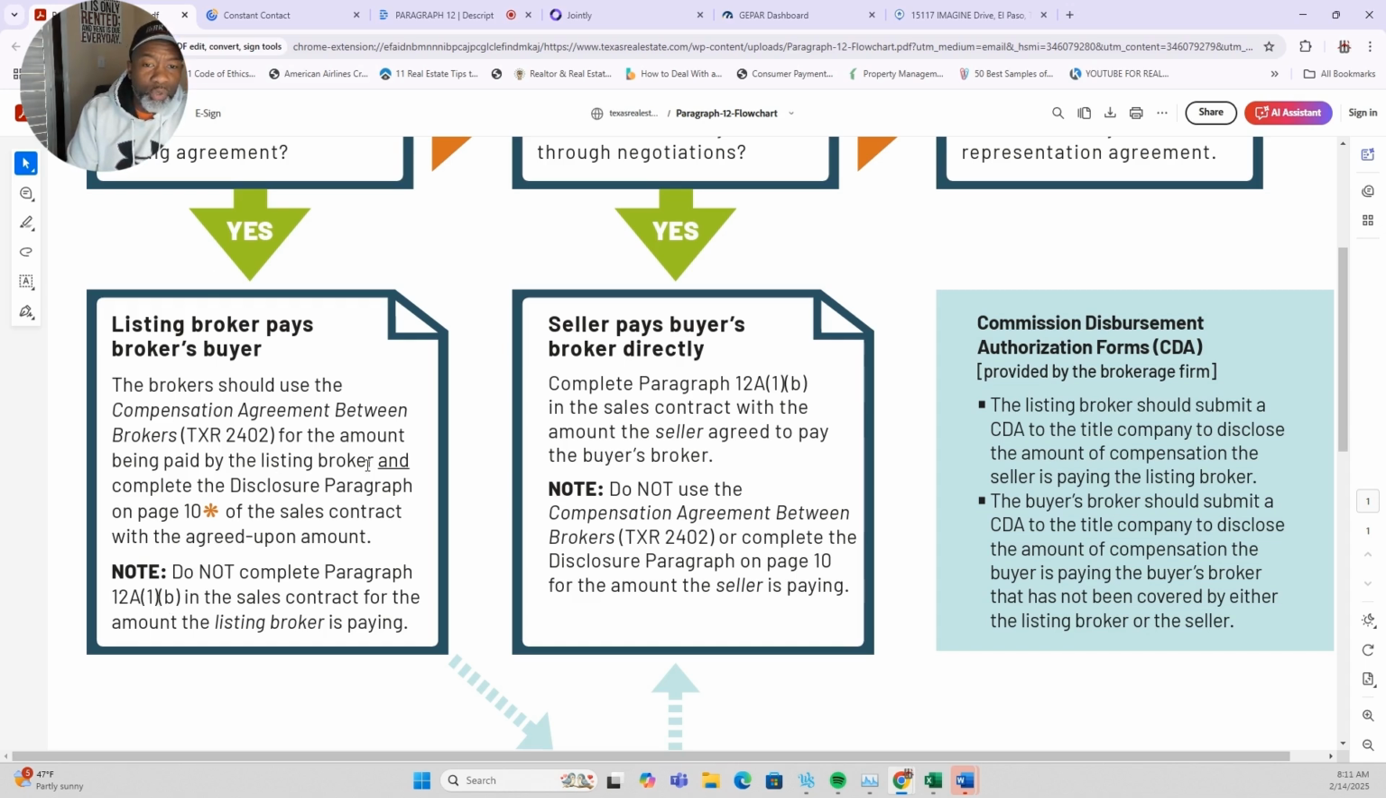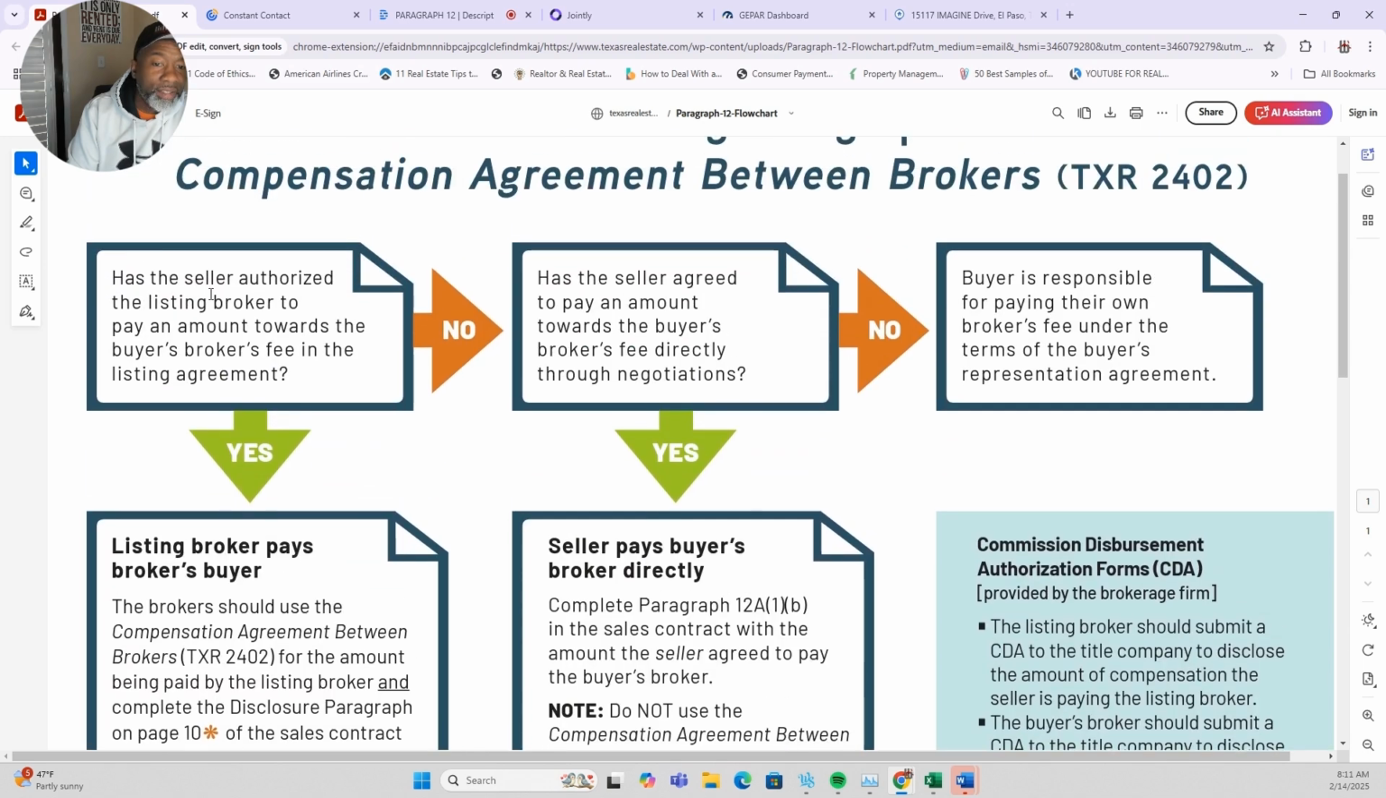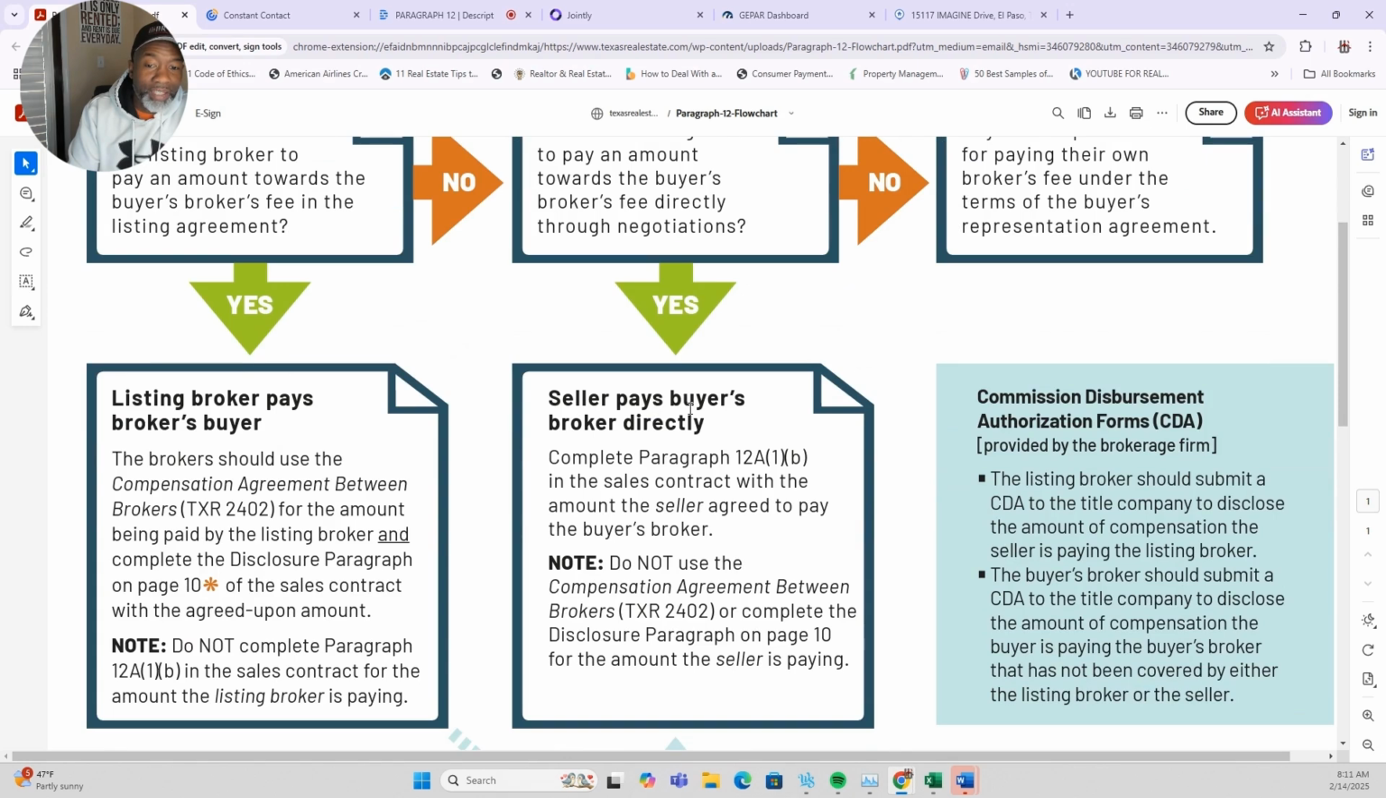Now, let's go to a different scenario. The seller has not authorized the listing broker to pay an amount towards the buyer's broker, and the seller has agreed to pay an amount. This is yes. We're going down. Seller pays buyer broker directly. Well, this is when we would complete paragraph 12A1B in the sales contract. We will put that 3% there, right? And we do not have to use the 2402 or complete paragraph 10.